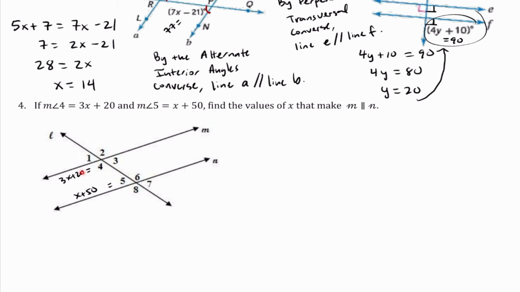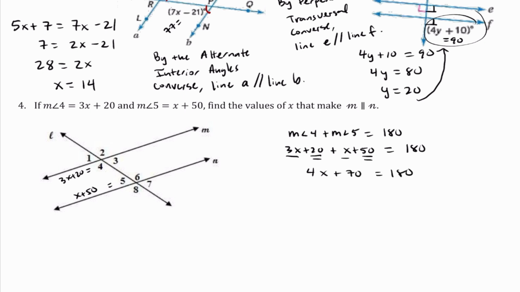I'm going to add these two angles and set them equal to 180 degrees. They are supplementary. So I'm going to write measure angle 4 plus the measure of angle 5 is equal to 180 degrees. And I'm going to substitute. I'm going to write 3x plus 20 plus x plus 50 equals 180 degrees. I'm going to combine the like terms. So I have 3x plus x, which is 4x, and then I have 20 plus 50, which is plus 70. And I'm going to equal that to 180 degrees.